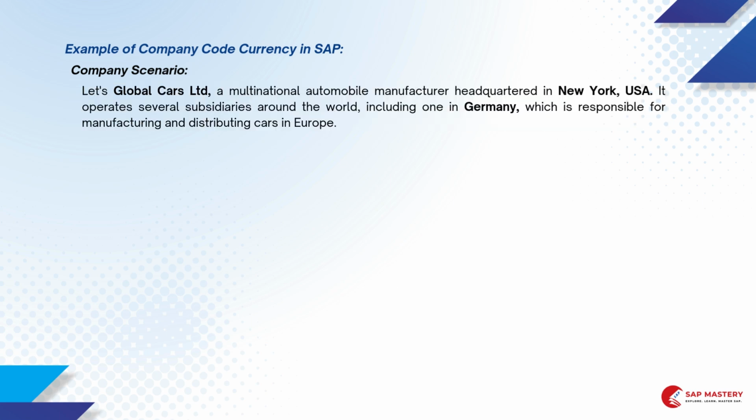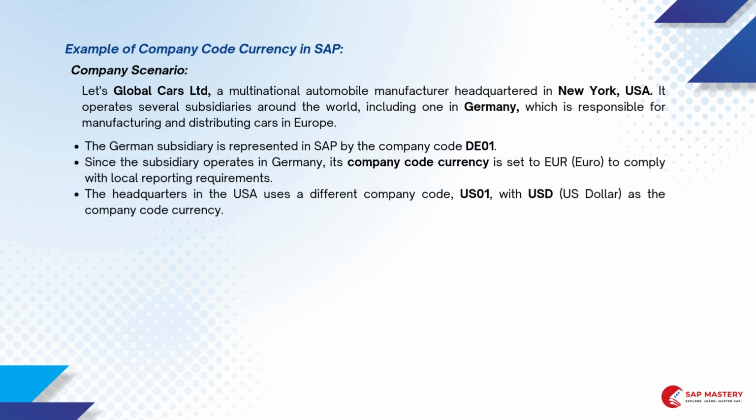Let's take Global Cars Limited, a multinational automobile manufacturer headquartered in New York, USA. It operates several subsidiaries around the world, including one in Germany, which is responsible for manufacturing and distributing cars in Europe. The German subsidiary is represented in SAP by the company code DE01. Since the subsidiary operates in Germany, its company code currency is set to euro to comply with local reporting requirements. The headquarters in the USA uses a different company code, US01, with USD, US dollar, as the company code currency.